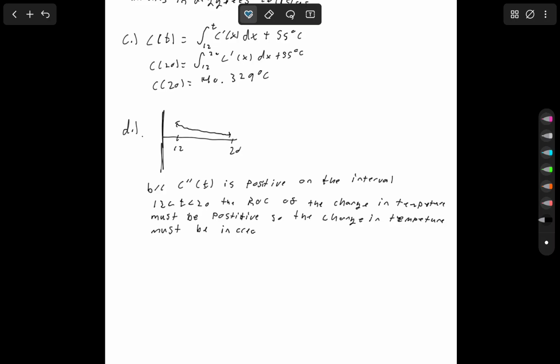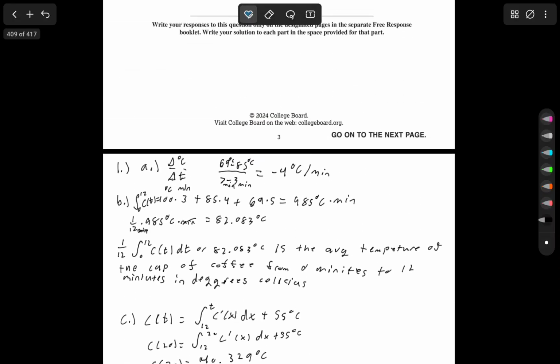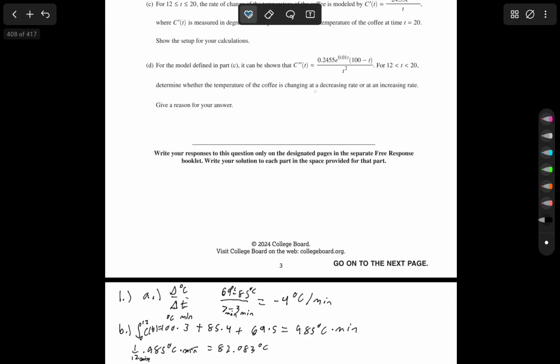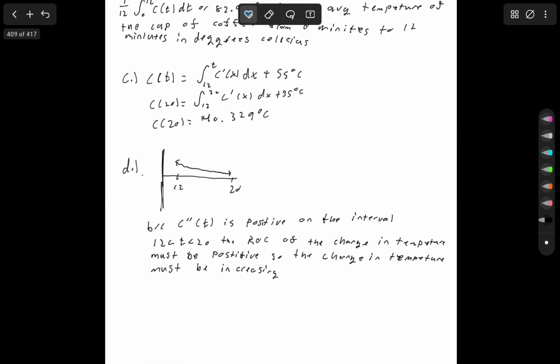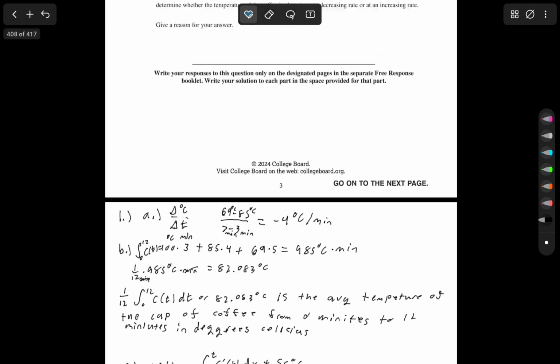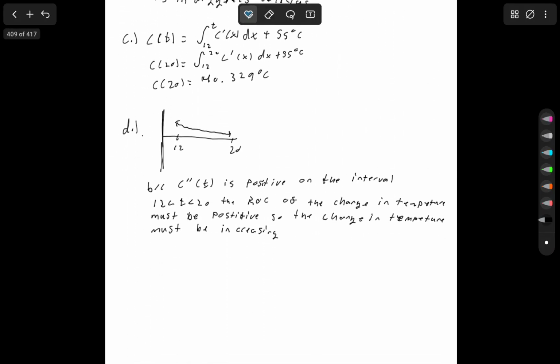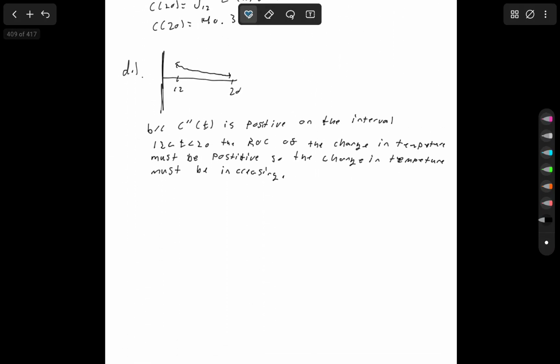Increasing. All right. I think that answers that problem. Increasing. Give a reason for your answer. All right, I think that answers it.